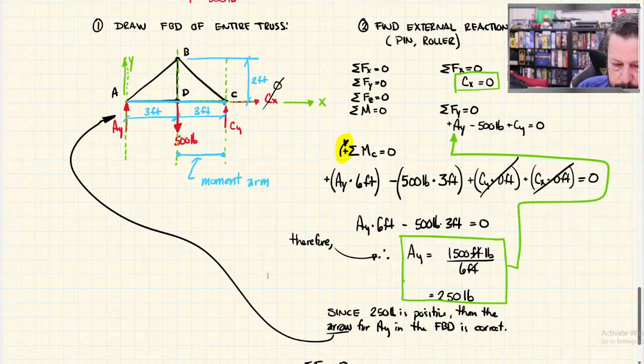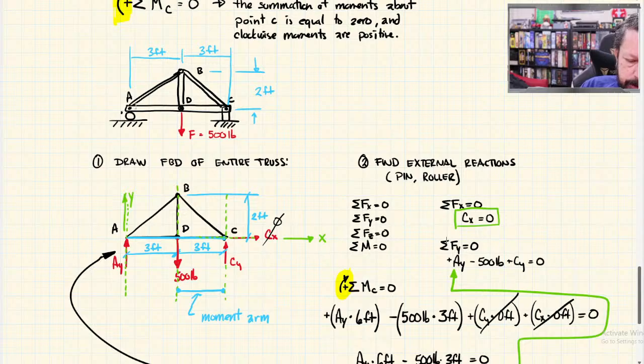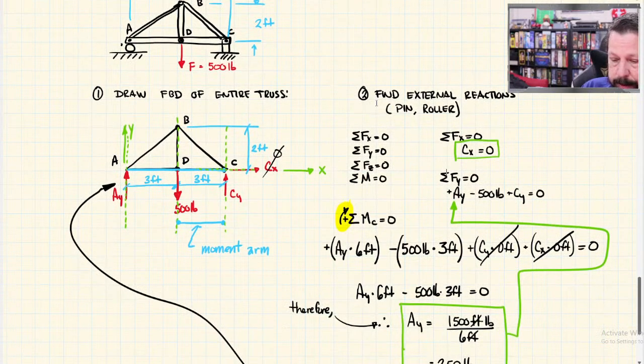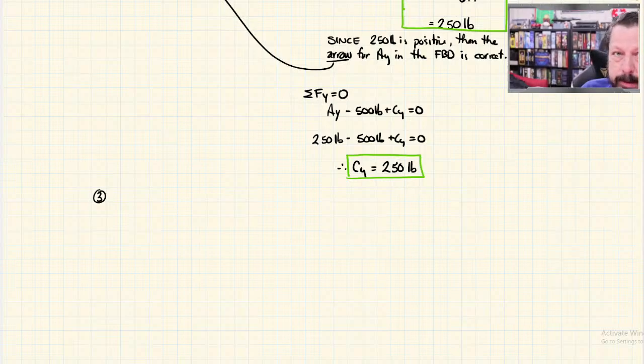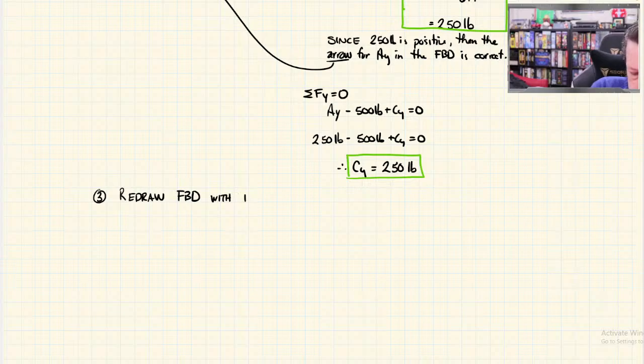Okay, so we were trying to solve our simple little truss here. We said that first you draw the free body diagram of the entire truss. Then you find the external reactions. And then, let's redraw the free body diagram with the reactions labeled. You could go and put them on your original diagram, but for now, let's redraw the free body diagram with the reactions labeled, or solved. Let's say solved.